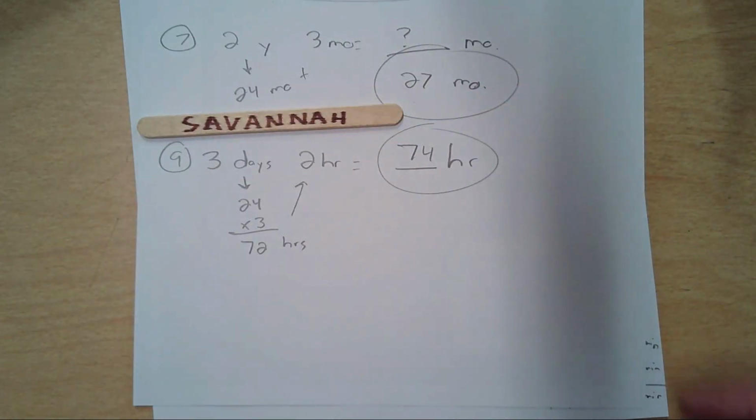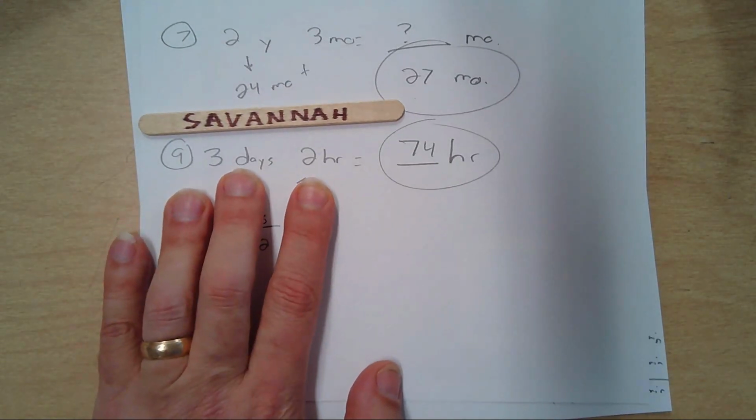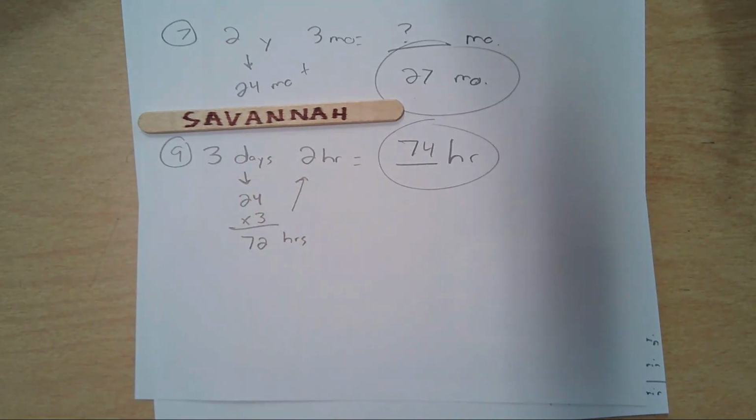So 1 day is 24 hours, 2 days is 48 hours, 3 days is 72 hours. There's my 72 hours, but I still have 2 more hours left, not enough to make a whole day. So I would just add them together, and 74 hours it shall be.